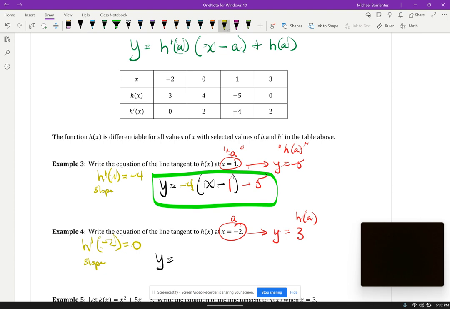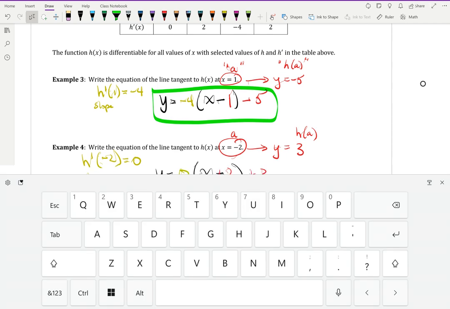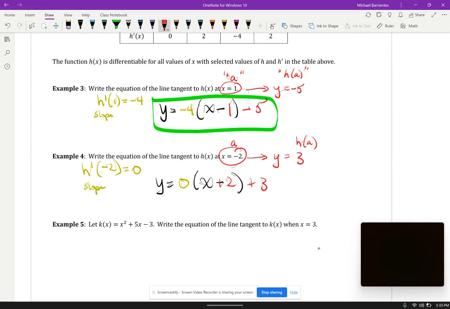Y equals slope times x minus my x, which is going to change this to plus 2. And then we're going to add on the y value, plus 3. Except, what's different about this one? My slope is 0, and when I multiply 0 times this parentheses, everything's going to go away, and I'm just left with y equals 3. This is the equation of my tangent line.